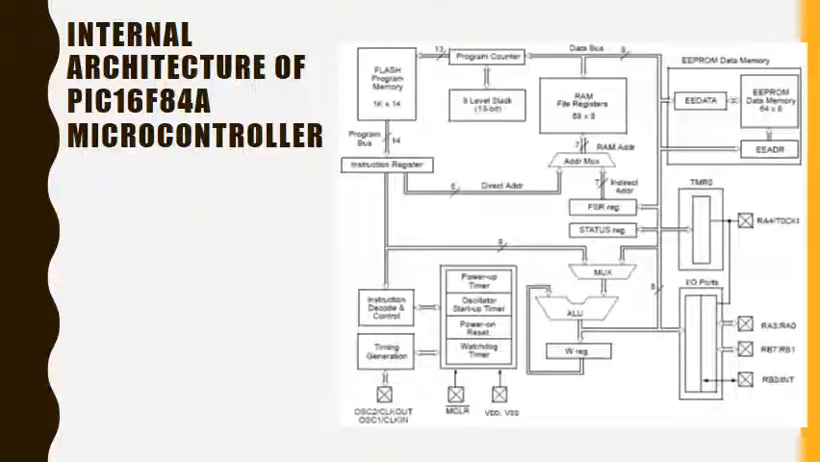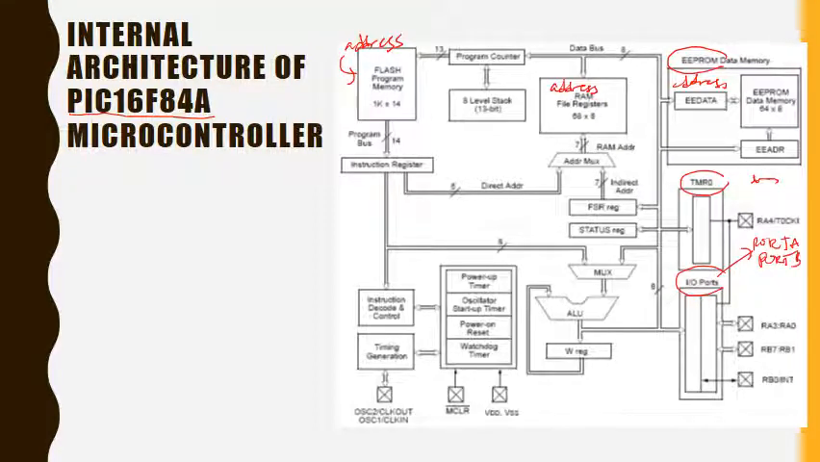So again, let's take a look at the internal architecture of the IC 16F84E microcontroller. As we can see, there are many sections, but each of these sections has its own address. The flash memory has its own address, and the general purpose registers, the RAM, have their own address. The EEPROM also has its own address, and the timer 0 registers also have their own address. The IO port registers, which are port A, port B, and then trace A and trace B registers, all have their own address. And the status registers also have their own address.